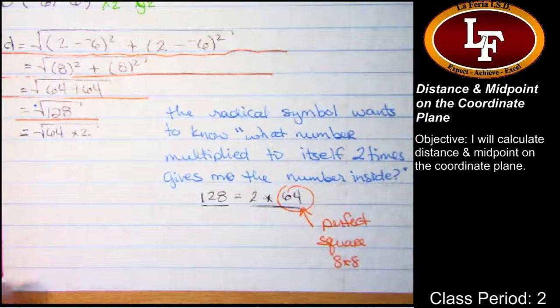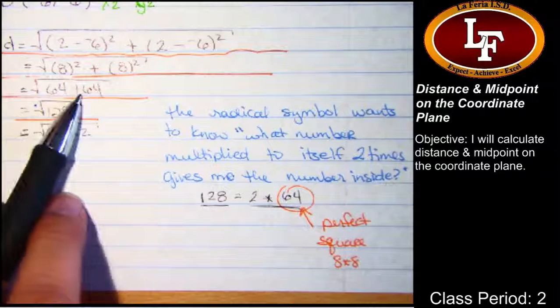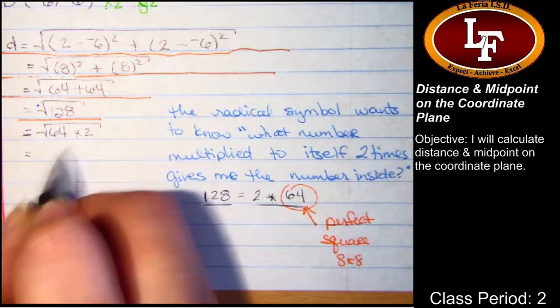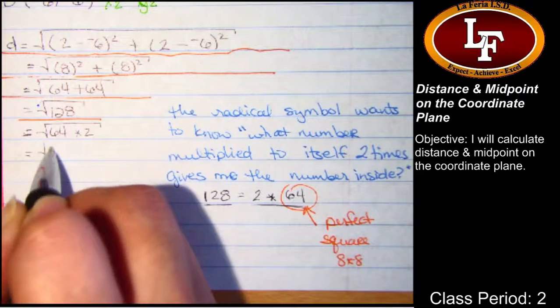I didn't change the value of that number inside the radical. I just rewrote it so it looks a little different. There's another way to do this? Yeah. Okay. There's 2 times 64, and then multiply. Yeah, because we had this multiplication right here. All right. I can exchange this symbol this way.